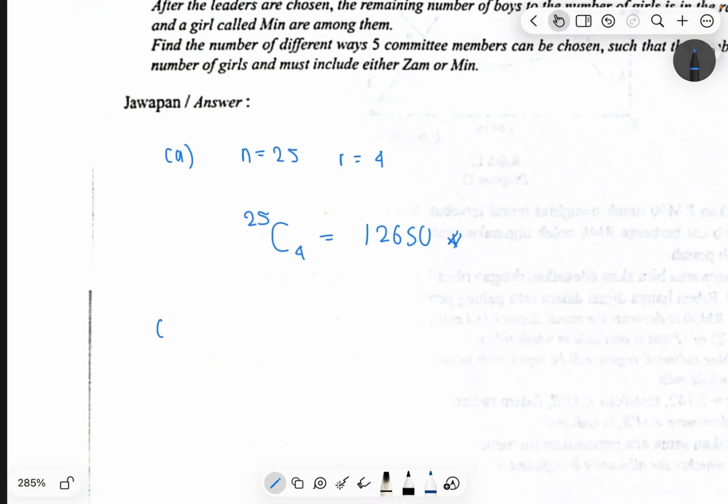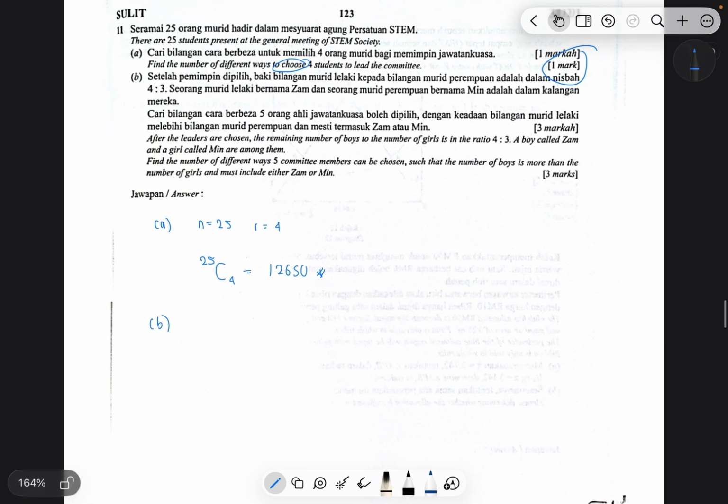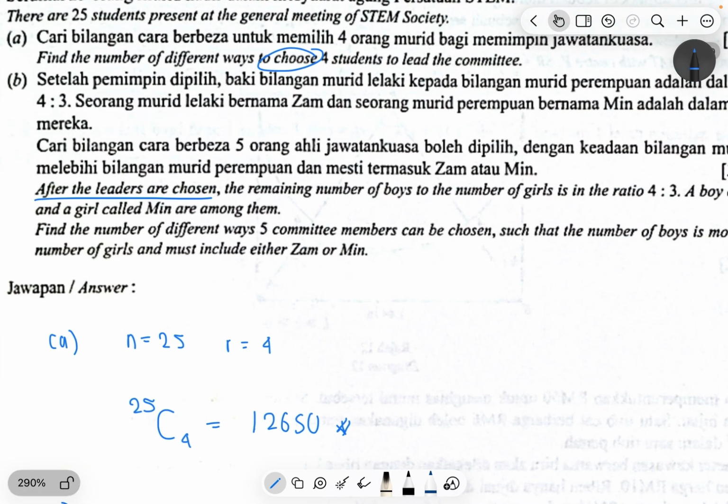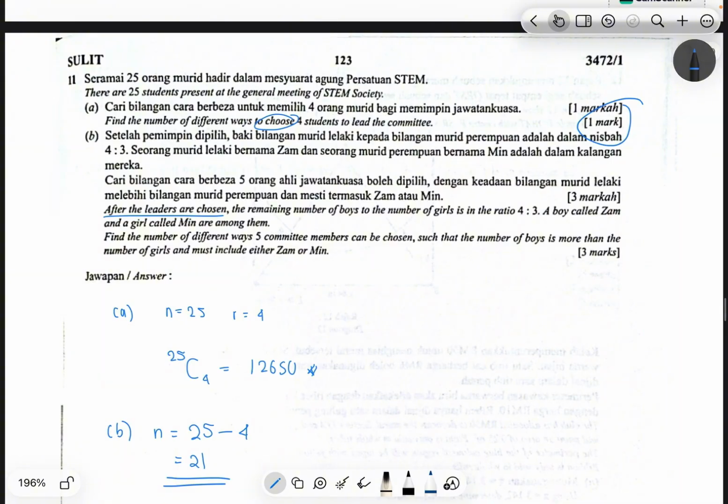So part B. This is the difficult part. There's 3 marks for this question. After the leaders are chosen, remember our n is now 25. Just now they chose 4, so we're left with 21. The remaining number of boys to the number of girls is in the ratio 4 over 3.